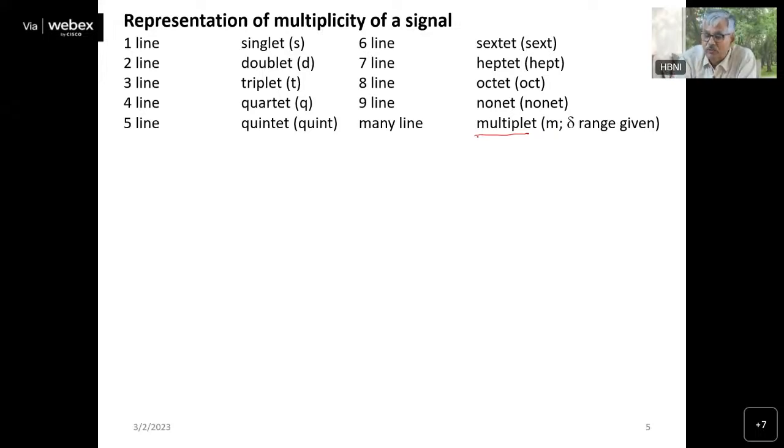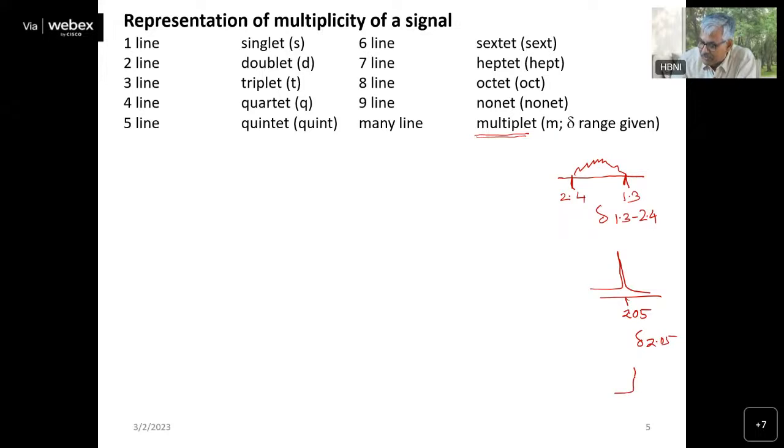But when you get a multiplet, you have to give the delta range. That means where the multiplet starts, like let us say you are getting a multiplet like this. Your chemical shift range will be starting from here to here. Let us say this is 1.3 and this is 2.4. So the delta value will be 1.3 to 2.4. Whereas if you get a singlet like this, and its chemical shift value is let us say 2.05, then you will report it as 2.05.